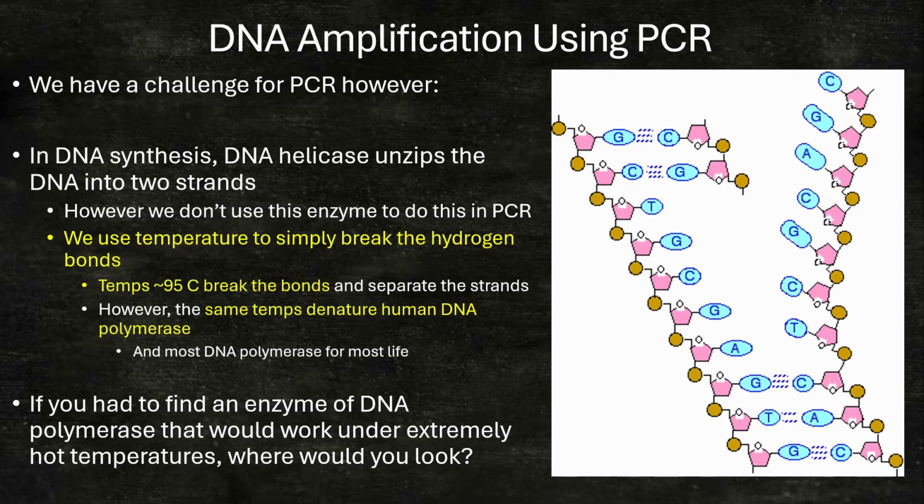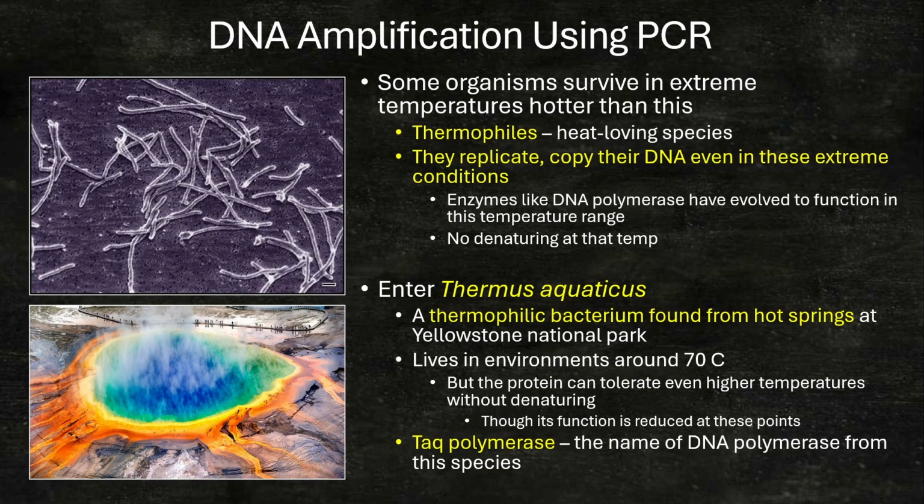So think about this. If you had to find an enzyme of DNA polymerase that would work under extremely hot temperatures, where would you look? What organisms might you go to look for if you wanted to find a very heat-resistant DNA polymerase molecule? Researchers had the same question in the early days of PCR technology.